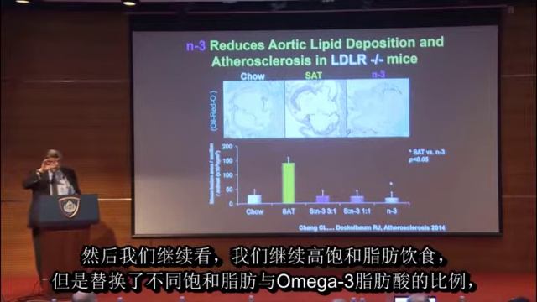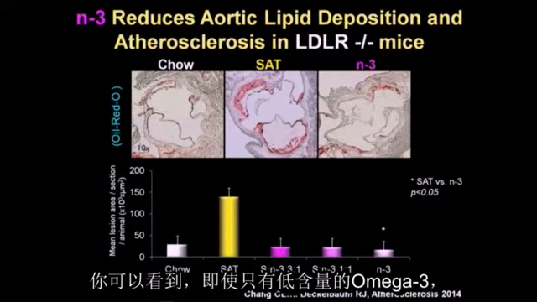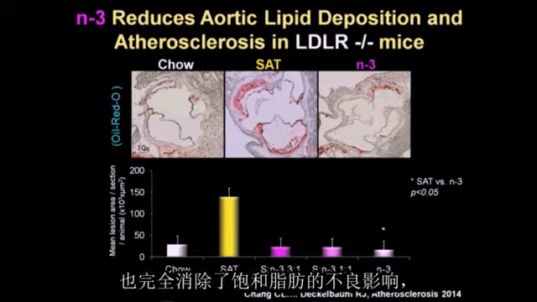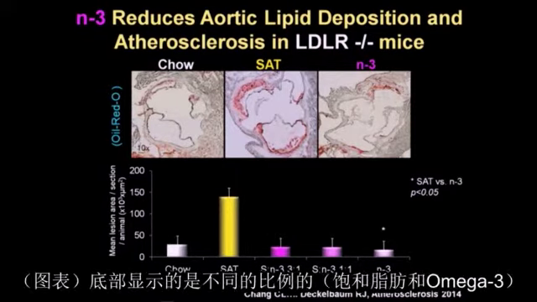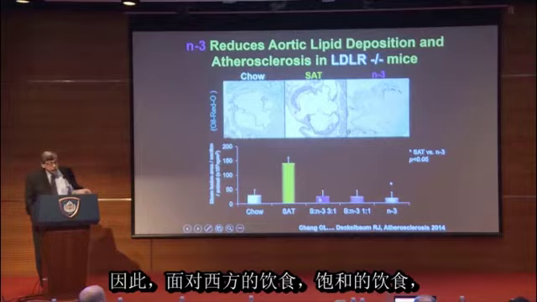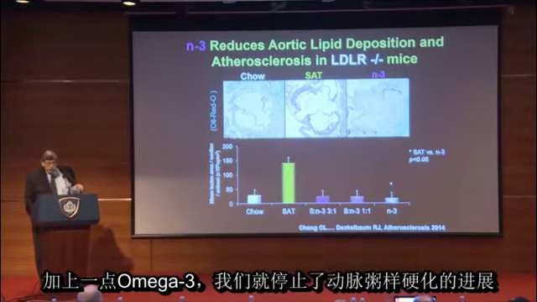And then we continue the high saturated fat diet, but replace, with increasing ratios, a bit of the saturated fat with omega-3 fats. And you can see that even with low amounts of omega-3, we totally wipe out the bad effects of the saturated fat, even though it's still a high-fat, high-cholesterol diet. And these are different ratios here at the bottom. So in the face of a Western diet, a saturated diet, with a bit of omega-3, we stop atherosclerosis progression.